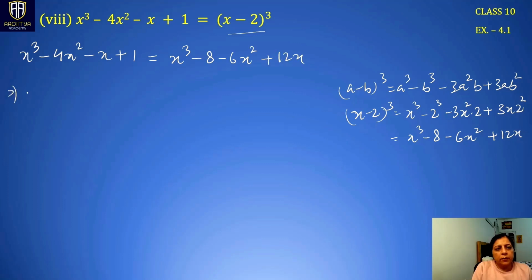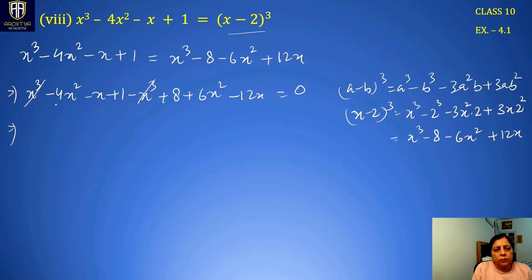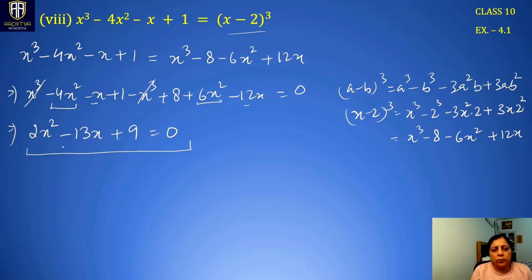Now I simplify this. I'm bringing all the terms to left hand side. So we get negative x cube here, positive 8, positive 6x square, and negative 12x. And in RHS we have 0. So you can see x cube and x cube is getting eliminated here. So we are left with negative 4 plus 6, so we have 2x square, minus x minus 12x is minus 13x. Then we have 1 plus 8, that is 9. So simplifying both the sides, we have got this equation.